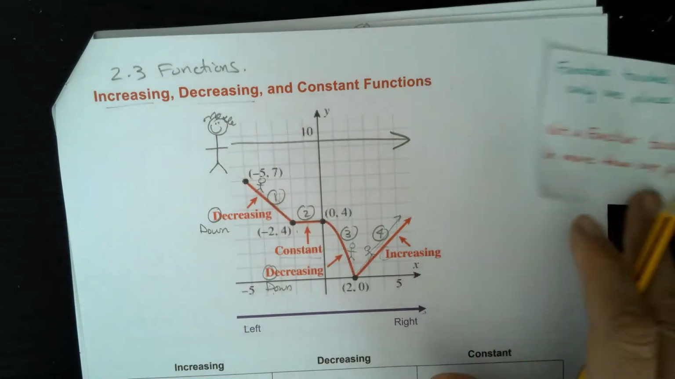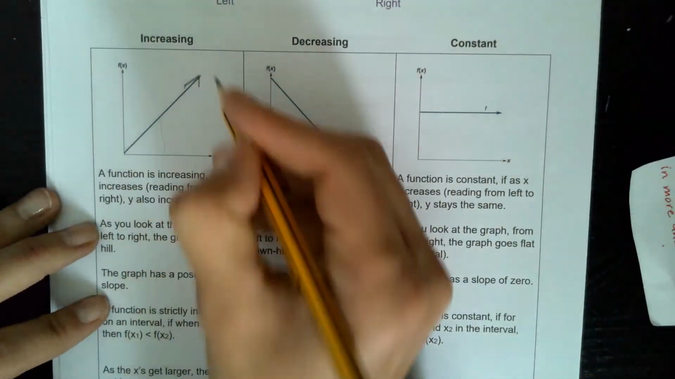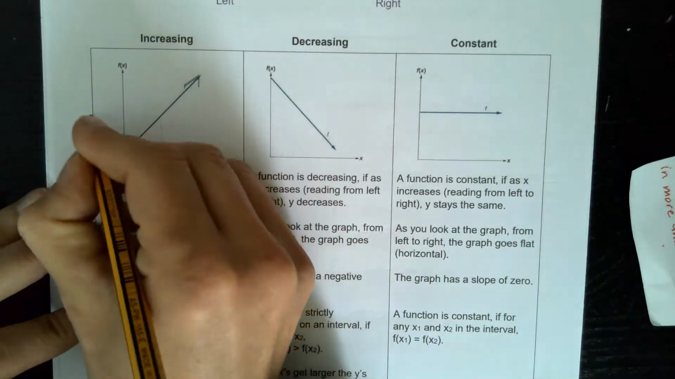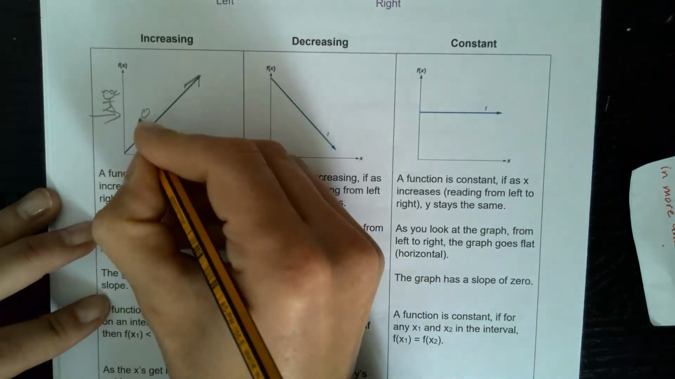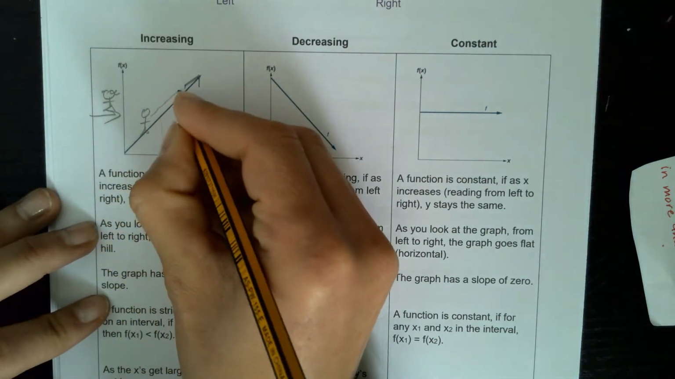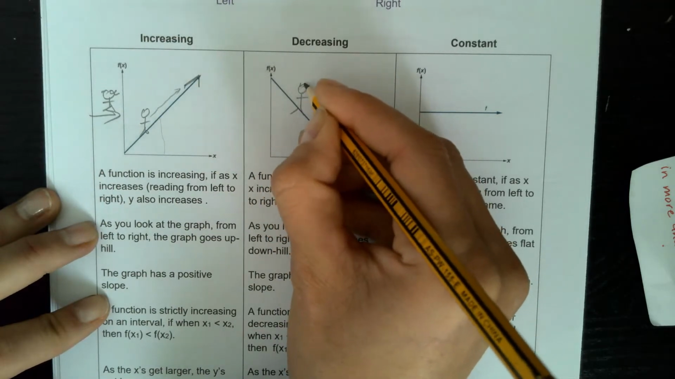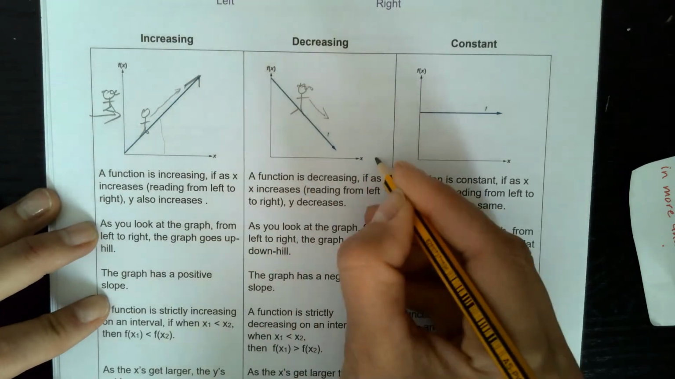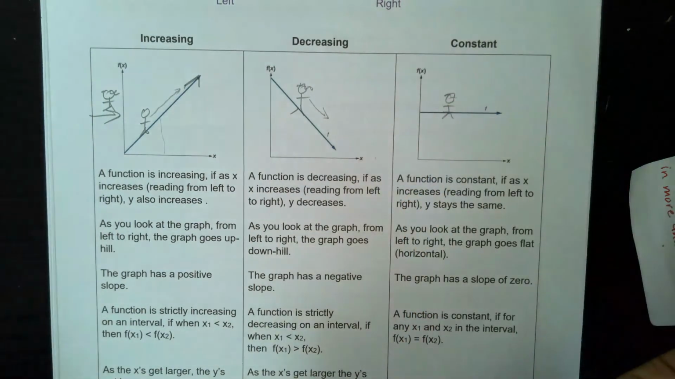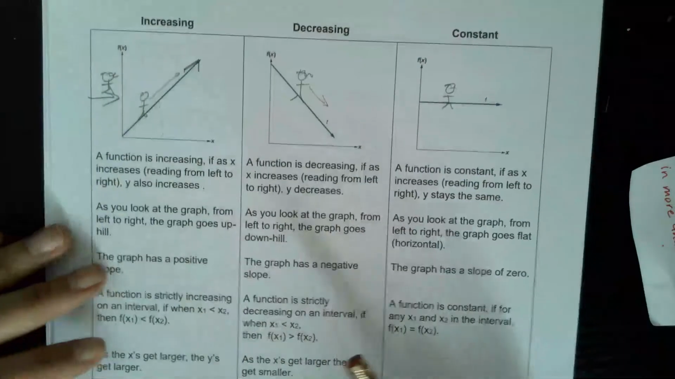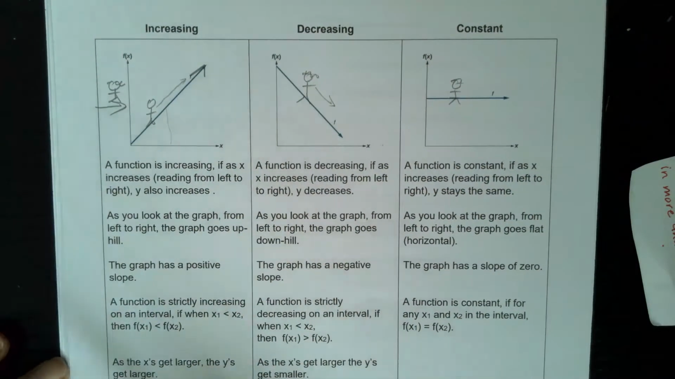So if we have this down here, this is increasing because if I'm going for a walk, here's me standing here, I'd be walking uphill. And here's me, I'd be walking downhill. And here, it's easy because it's not up or down, so it's called constant. Now, all of this is just different ways of saying increasing or decreasing.